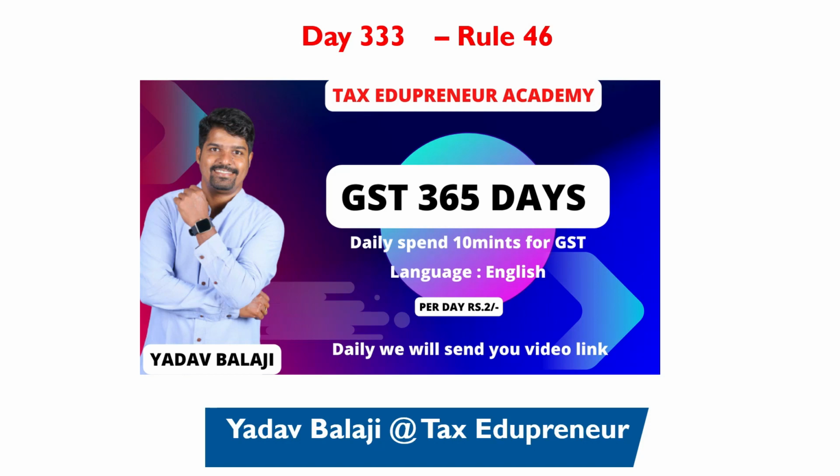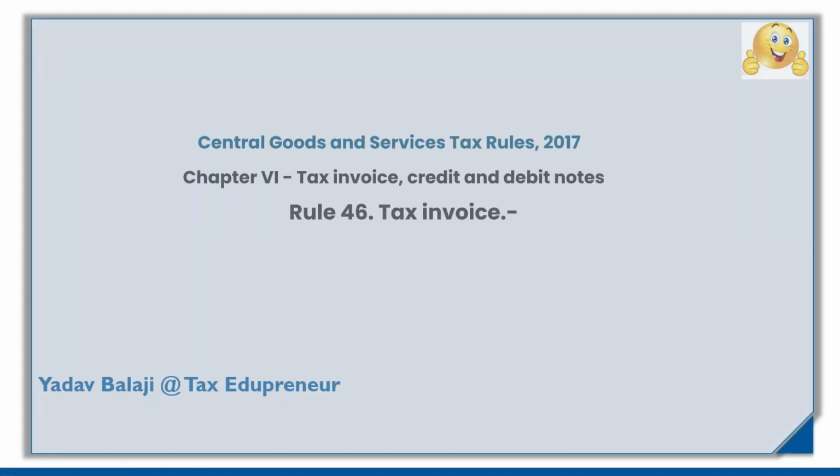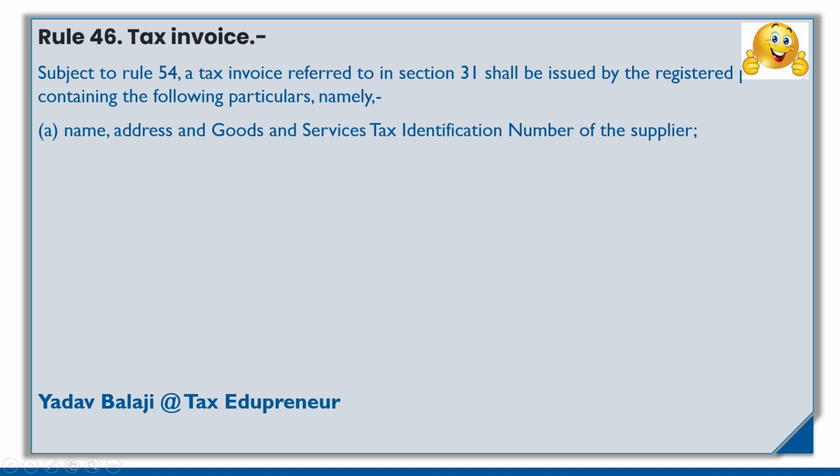Day number 333, and today we will discuss Rule 46. In CGST, there are a total of 162 rules, and Rule 46 is in Chapter 6: Tax Invoice, Credit Note and Debit Note. If you remember, in Section 31 we also discussed the tax invoice. Certain points need to be mentioned as per the prescribed Rule 46. So what points need to be mentioned in the invoice? That is what we are going to discuss.